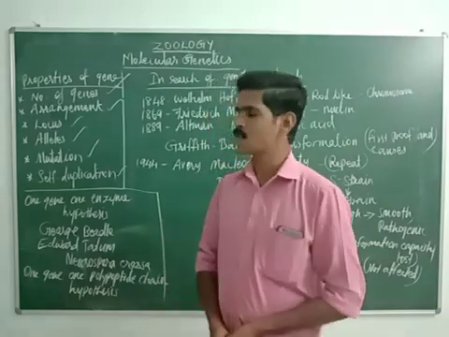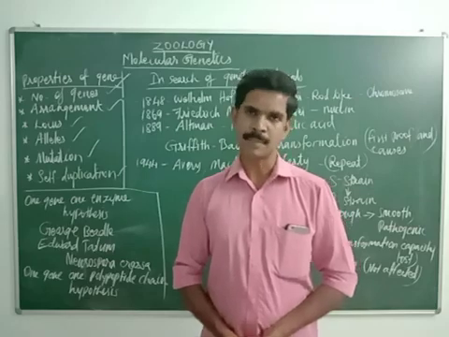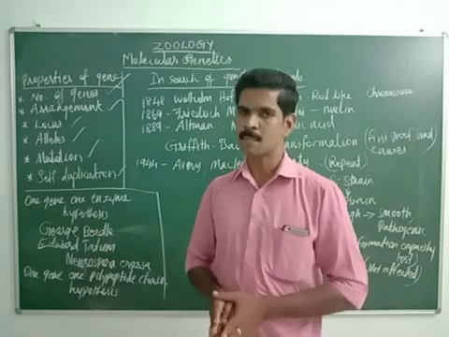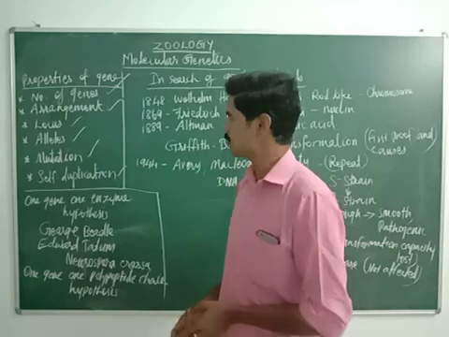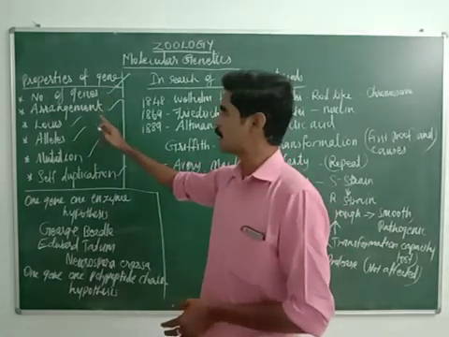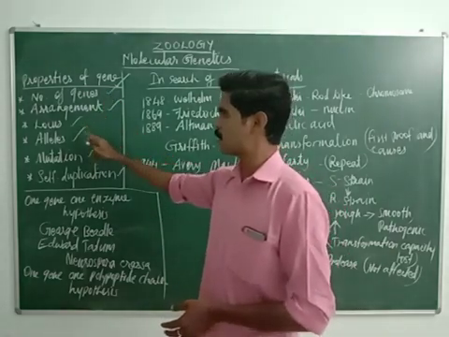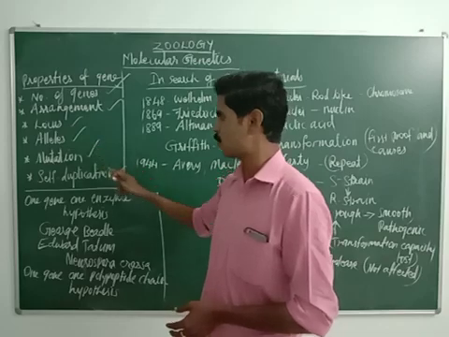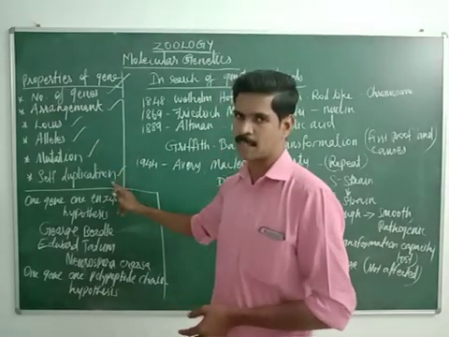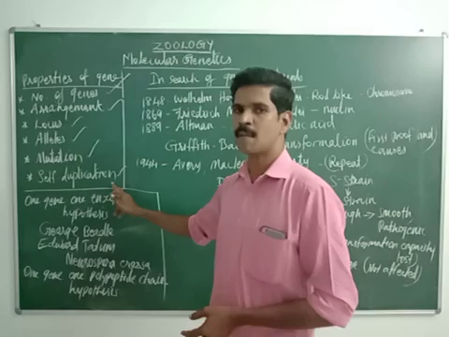So the first 5-mark question of this chapter is properties of genes. There are 6 properties explained in your book. The first property is number of genes. Second property is arrangement. Third one is locus. Fourth one is allele. Fifth one is mutation. And the last one is self-duplication. Hope you understood this 5-mark question.